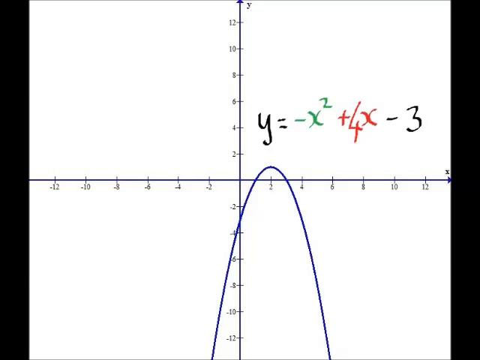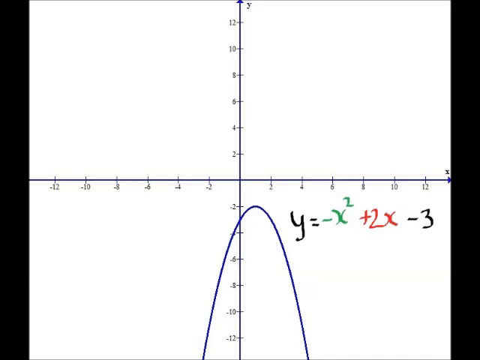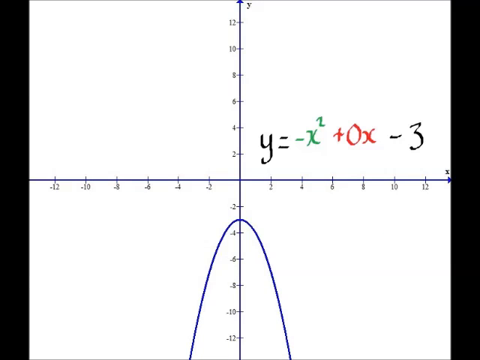Y equals minus x squared plus 4x minus 3. Y equals minus x squared plus 3x minus 3. Y equals minus x squared plus 2x minus 3. Y equals minus x squared plus 1x minus 3. Y equals minus x squared plus 0x minus 3.